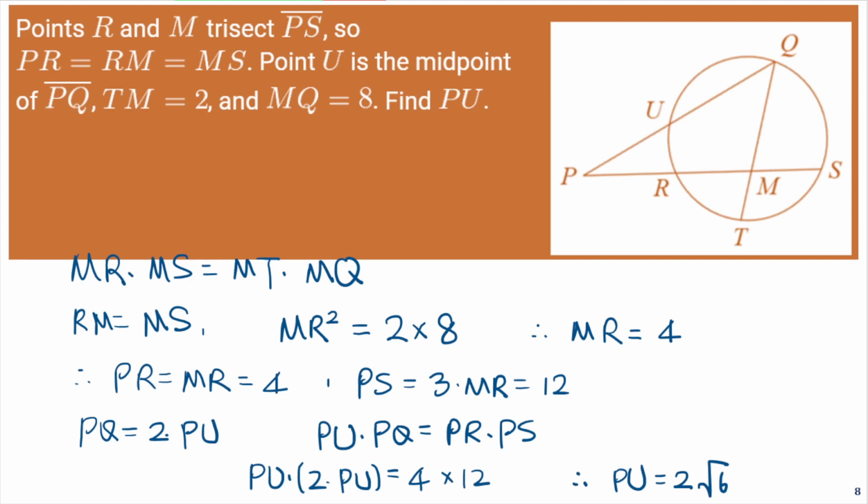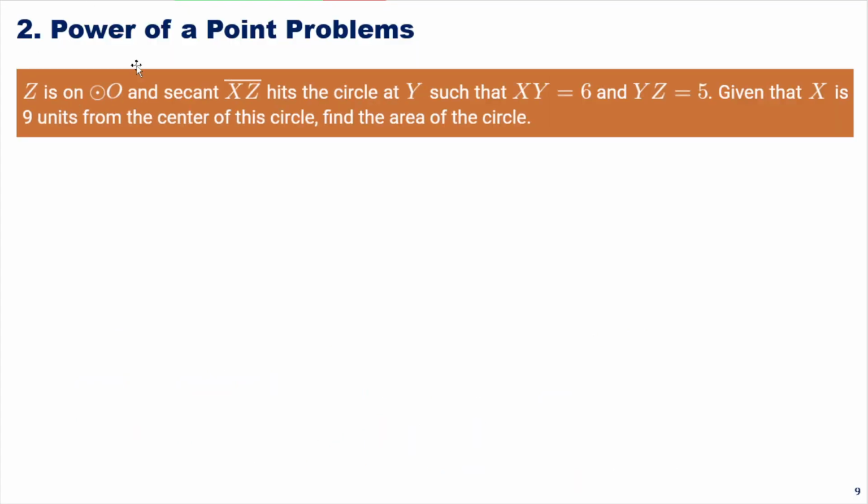Any questions? Okay, good. If not, let's have a look at some more power of a point problems. So consider this problem here. Circle O and secant XZ hit the circle at Y such that XY equals 6, YZ equals 5. Given that X is 9 units from the center of this circle, can you find the area of that circle? Again, I'll give you 1 minute to consider this problem, and after that, we'll have a look at the solution together.